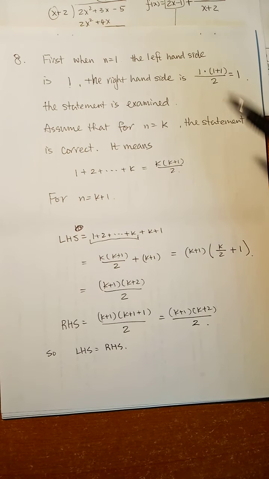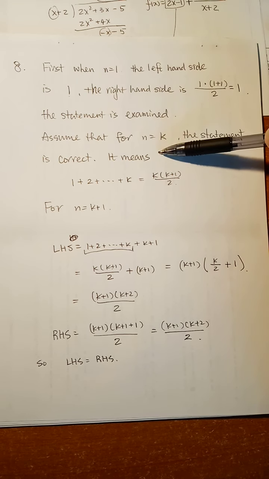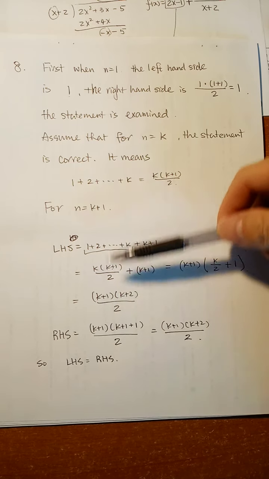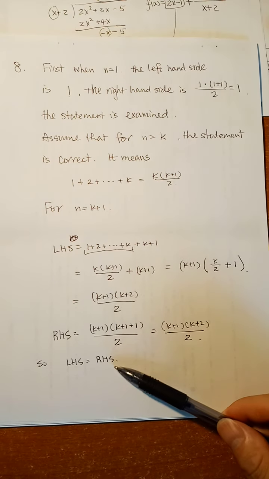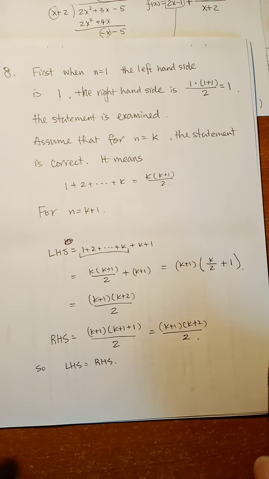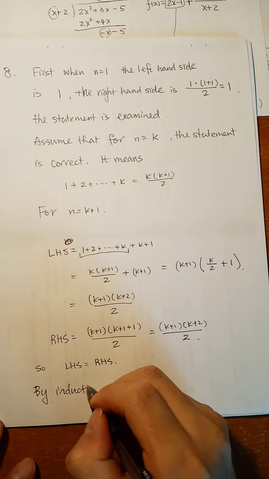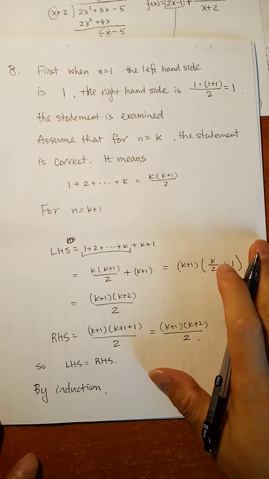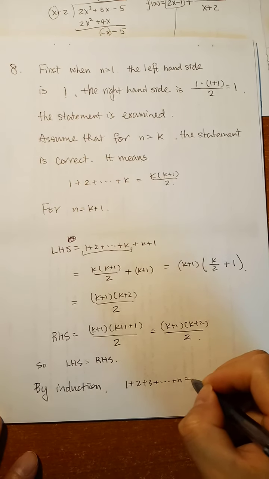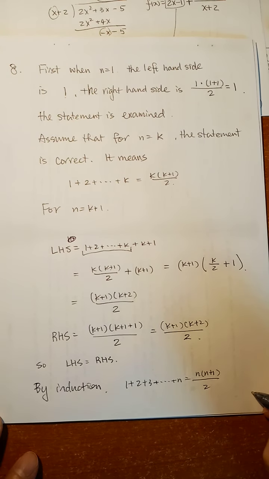Then what do you see? You already examined the first restaurant. You assume when you have k restaurants the statement is correct, and you do the reasonable deduction computation, you get that for the next restaurant, you still can manage it very well. Then by mathematical induction, for all the restaurants, 1 plus 2 plus 3 up to n is always n times n plus 1 over 2. So that's mathematical induction.